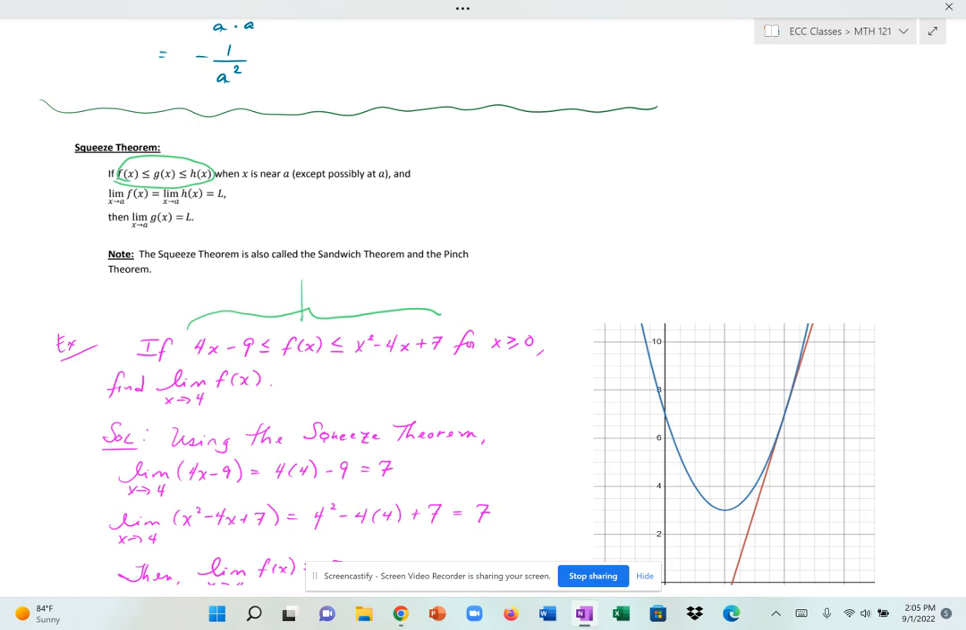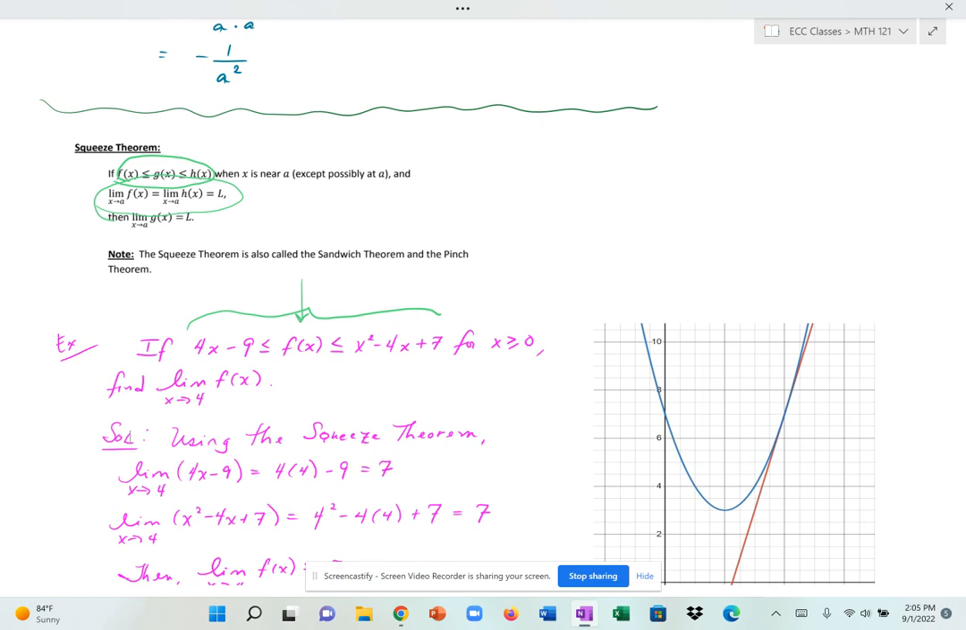I don't know what f of x is. I just know it's somewhere in the middle of those two other functions. So now I have to show this part. I have to evaluate the limit as x approaches 4 of 4x minus 9 and the limit as x approaches 4 of x squared minus 4x plus 7. Why 4? Because that's what we're trying to figure out for the one in the middle.